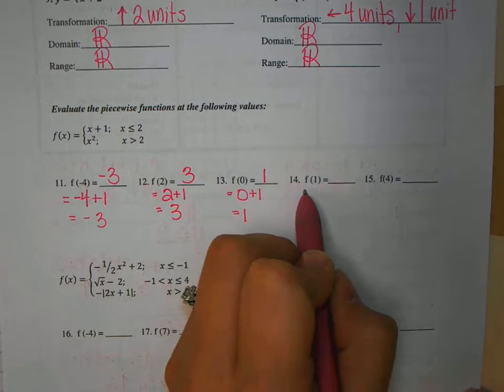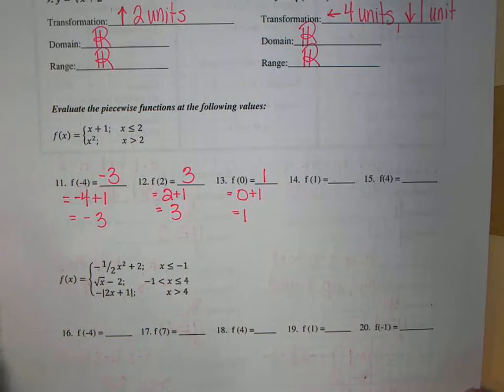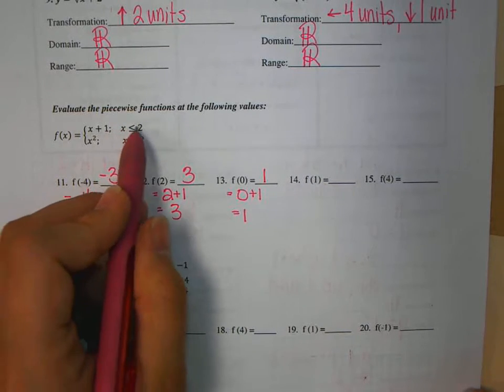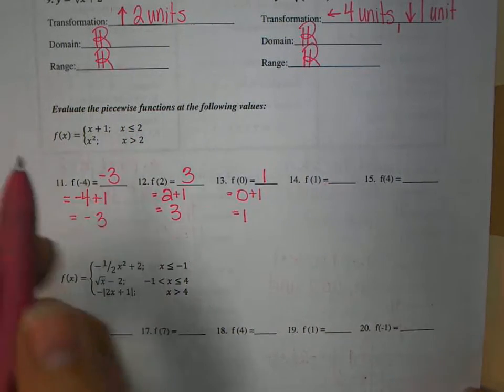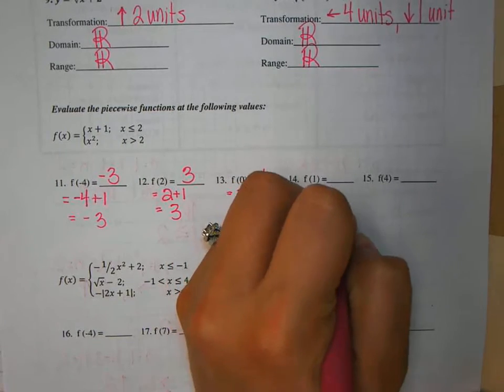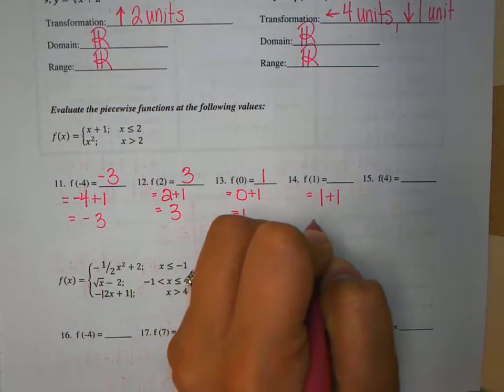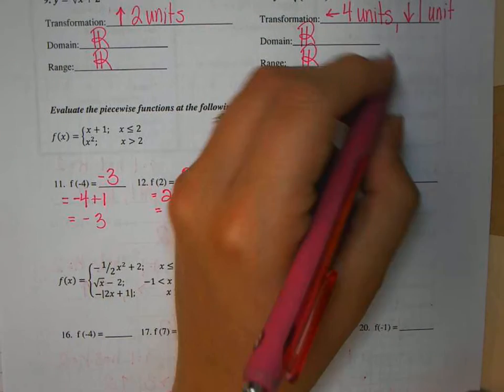Number 14, f of 1. Is 1 less than or equal to 2? Yes, it is. Still using that function. So 1 plus 1. 1 plus 1 gives us 2.